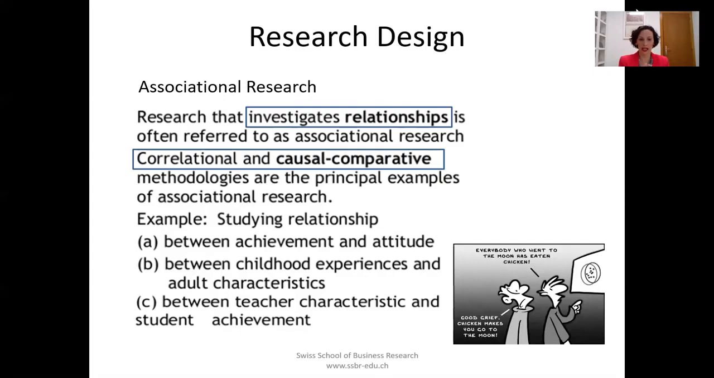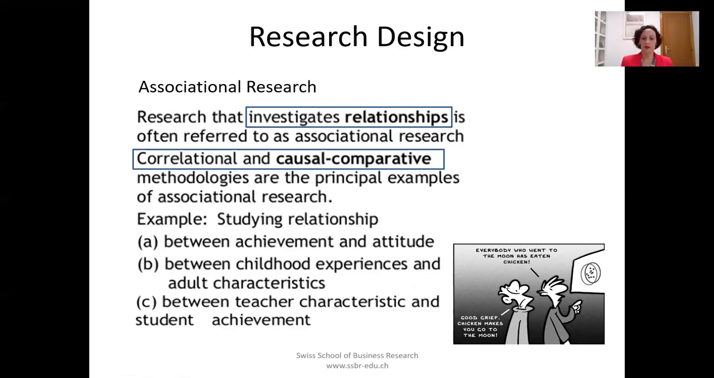What can we see? For example, I like this comic because it's very descriptive. And basically, these two men are looking here at a photo or an X-ray, and they think that they're coming up with a great conclusion. One says, "Everybody who went to the moon has eaten chicken," and the other one responds, "Good grief, chicken makes you go to the moon." This is associational, correlational research at its best.